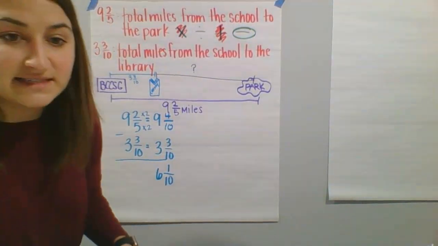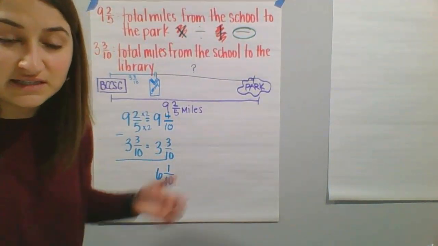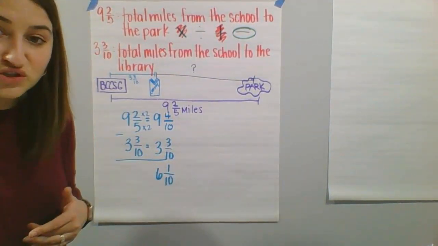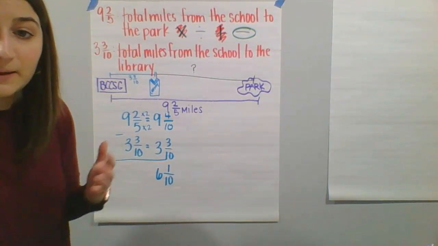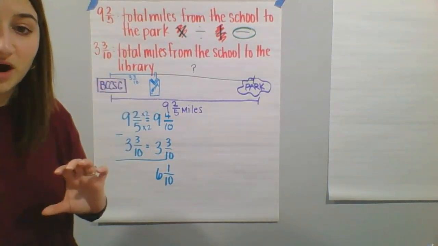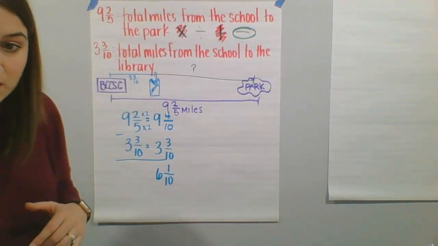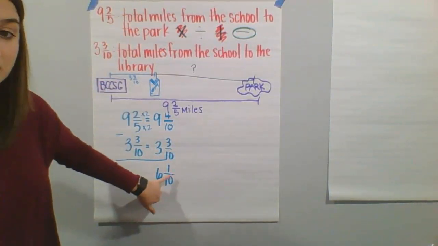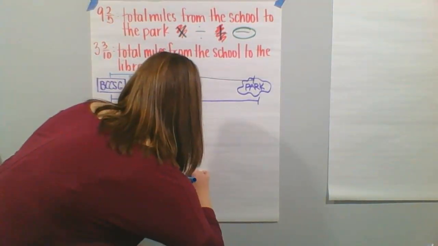And our question was asking us how much farther the park is from the school than the library is from the school. And our unit is in miles. So the difference would be 6 and 1/10 miles.